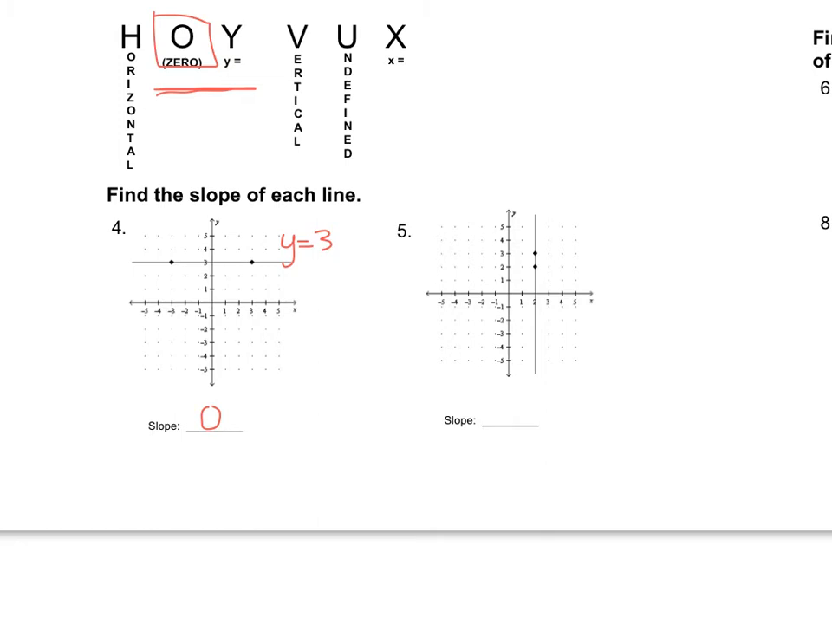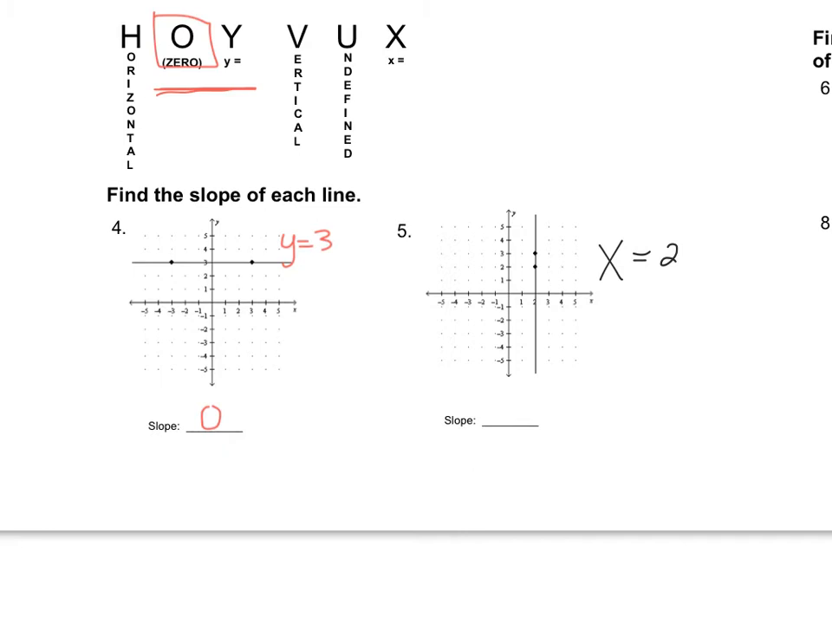And then on number 5, we've got the VUX part of our acronym, and that is a vertical line. So let's switch back to our laser pointer again. I've got a vertical line happening here in number 5, and the equation of that line would be, oops, I started writing a y. It's not going to be a y. The equation of that line is going to be x is equal to whatever that spot on the x-axis is, which is 2.